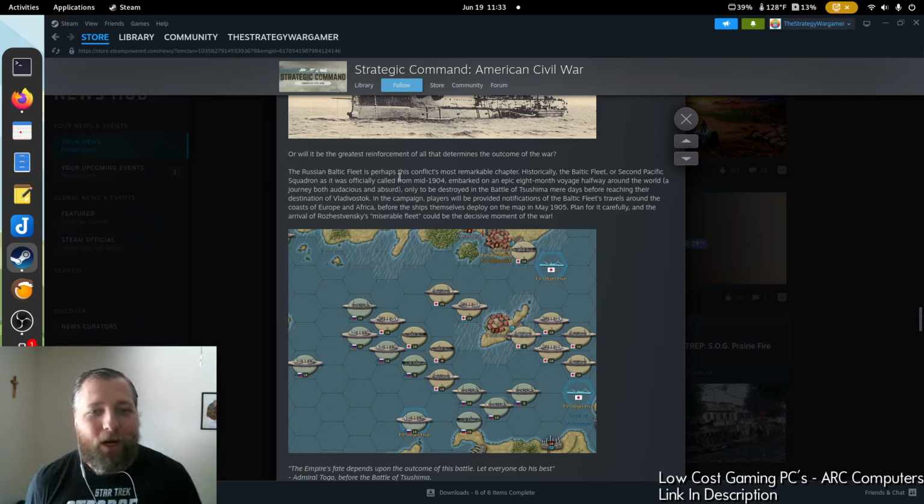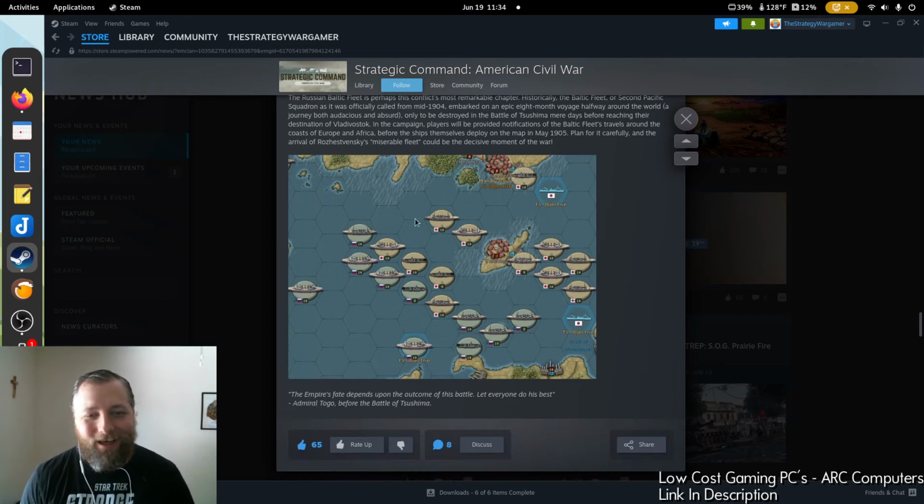The Russian Baltic Fleet is perhaps the conflict's most remarkable chapter. Historically, the Baltic Fleet, or 2nd Pacific Squadron, as it was officially called from mid-1904, embarked on an epic 8-month voyage halfway around the world, a journey both odious and absurd, only to be destroyed at the Battle of Tsushima mere days before reaching their destination of Vladivostok. In the campaign, players will be provided a notification of the Baltic Fleet's travels around the coasts of Europe and Africa before the ships themselves deploy on the map in 1905. Plan for this carefully, and the arrival of, I'm not going to pronounce his name, Rozhestvensky's miserable fleet could be the decisive moment of the war.